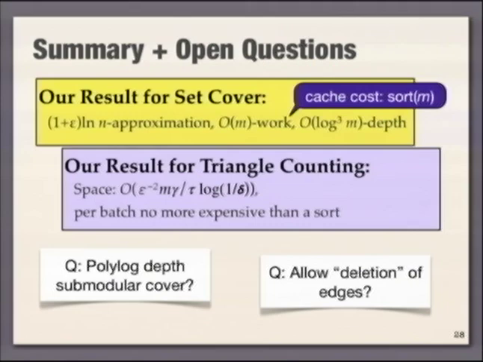So now I have two open questions. Actually, there are lots of open questions that I'm listening to over here. Set cover has a natural generalization to, say, submodular cover. Can we get a polylog depth algorithm that would solve submodular cover, subject to maybe matroid constraints or whatever?